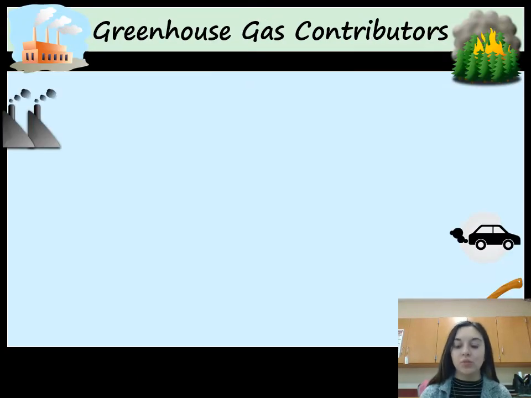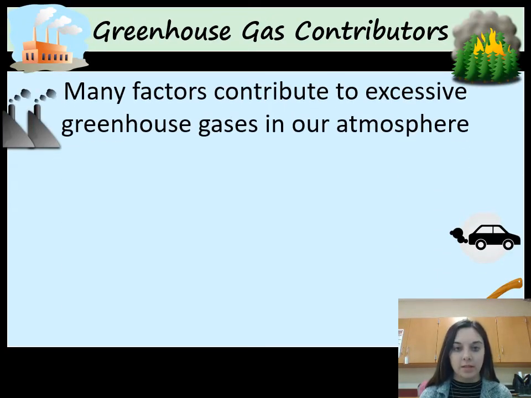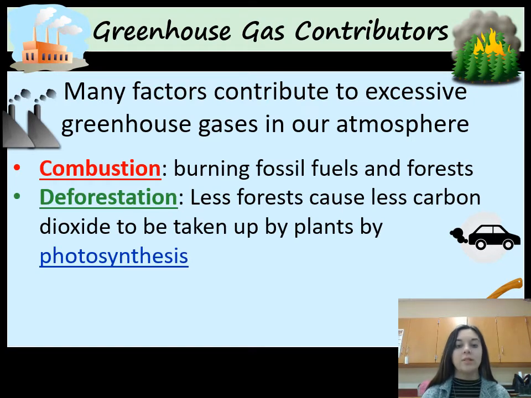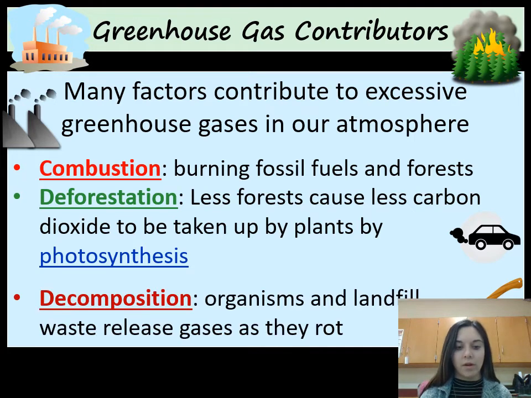And here are the contributors to greenhouse gases. Combustion. So combustion involves burning fossil fuels, also burning forests, like fires, wildfires. Deforestation. If we are taking out the trees, there's less carbon dioxide to be taken up by the plants through photosynthesis. So remember that plants are the opposite of us. We take in oxygen and release carbon dioxide as a waste product. Plants are awesome because they take in carbon dioxide and give us oxygen. So plant more trees, have plants in your house, it's good for you.